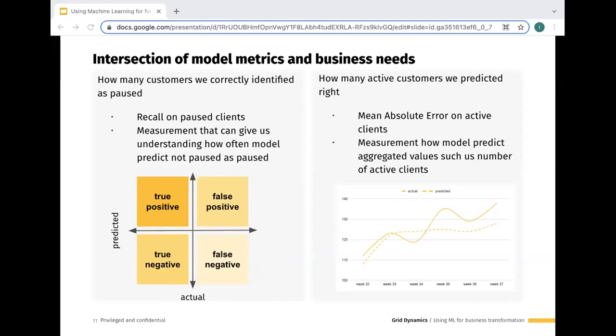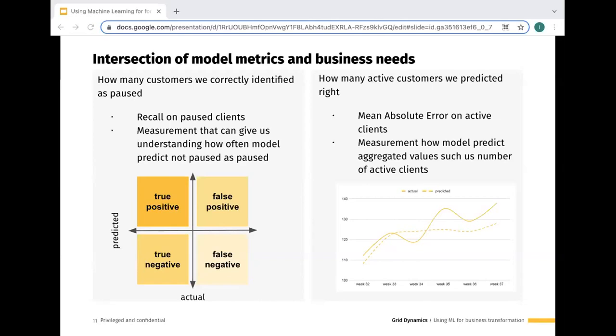So first, what the business wants to see is how many customers we correctly identified as paused. And for this, we chose recall and precision on paused clients, because precision is a ratio between true positive and the sum of true positive and false positive. So in this metric, we try to minimize the amount of customers who were not paused and were predicted as paused. It is needed in this case because if a client was active and he was predicted as paused, but he hasn't changed his status, and we send him some promotion based on our prediction about unpausing, it can give us negative feedback, which can lead to some problems that the business doesn't want to face.